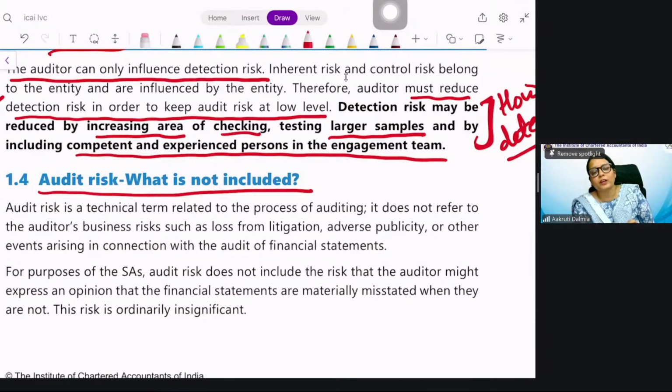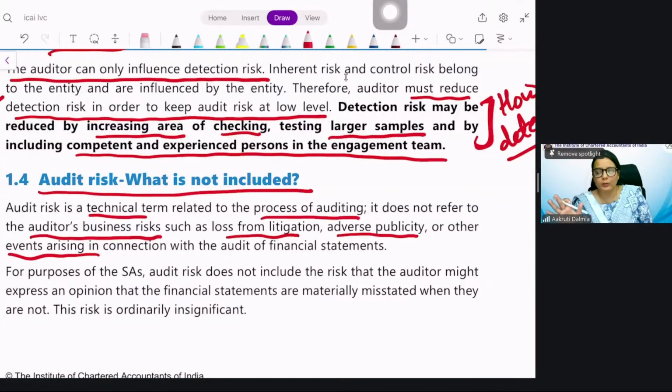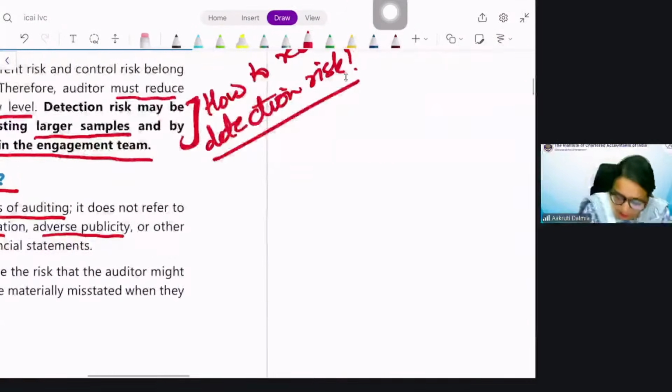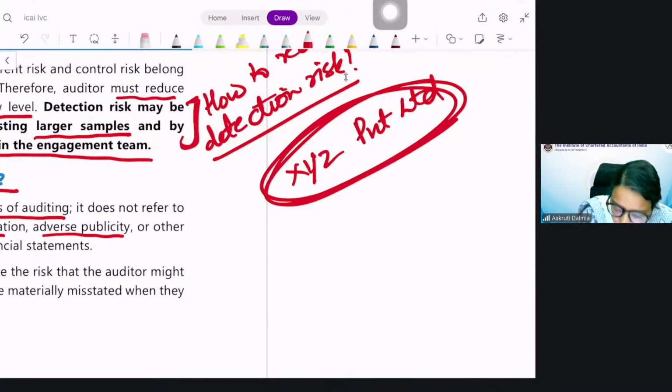In the same way, audit risk is a word for us auditors. The companies, the entrepreneurs might not know this word. So audit risk is a technical word for the process of auditing. It does not relate to my business risk, that I will lose some litigation or have some adverse publicity. Events that can cause problems in audit are not part of it. Audit risk means if I am given the audit of XYZ Private Limited, in this engagement, what risks I have, that is audit risk. Is that clear?